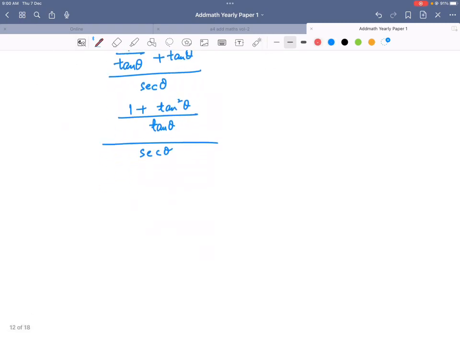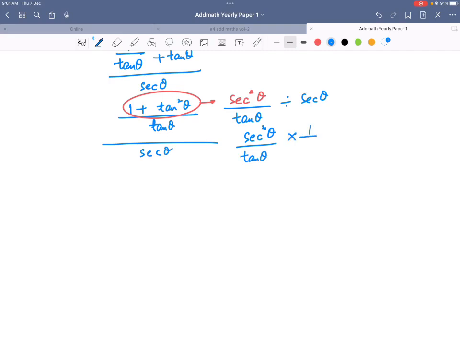1 plus tan square theta, now that will be an identity. 1 plus tan square theta equals sec square theta, right? Sec square theta divided by tan theta, and the whole divided by sec theta. So it will be sec square theta divided by tan theta, multiplied by 1 over sec theta. Sec square and sec theta cancel, so we have sec theta over tan theta.